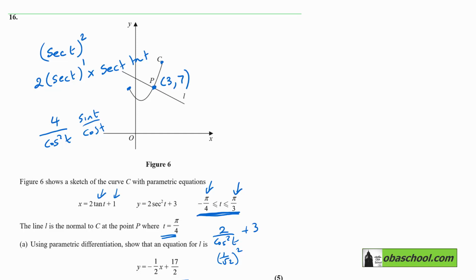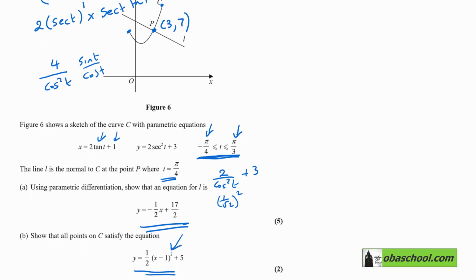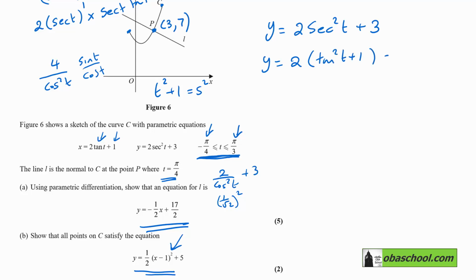So moving to part B, we want to show all points on C satisfy this equation here. Now note that's a Cartesian equation, so it's a case of eliminating the parameter t. So let's start with y. y is 2 sec squared t plus 3. Now we know that tan squared plus 1 is equal to sec squared. So y is going to be 2 tan squared t plus 1, plus 3. So that's going to be 2 tan squared t plus 5.